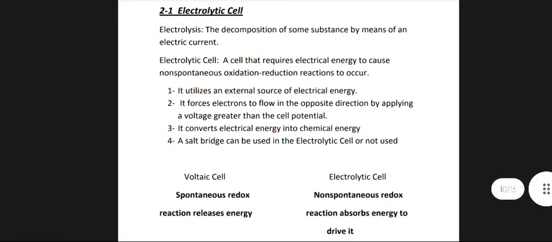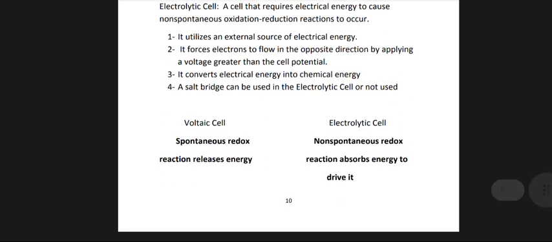Electrolytic cell. Electrolysis. What is electrolysis? The decomposition of some substance by means of an electric current is called electrolysis. What are electrolytic cells? A cell that requires electrical energy to cause non-spontaneous oxidation reduction reactions to occur. It utilizes an external source of electric current. It forces electrons to flow in the opposite direction by applying a voltage greater than the cell potential. It converts electrical energy into chemical energy. A salt bridge can be used in an electrolytic cell or not used.